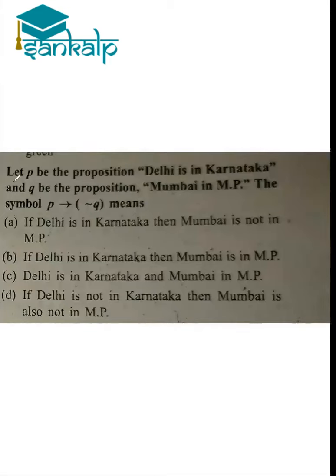Next question. Let P be the proposition Delhi is in Karnataka and Q be the proposition Mumbai is in MP. The symbol P implies negation of Q means, see, this symbol indicates if-then. So if Delhi is in Karnataka, then Mumbai is not in MP. So the option A is the right answer.